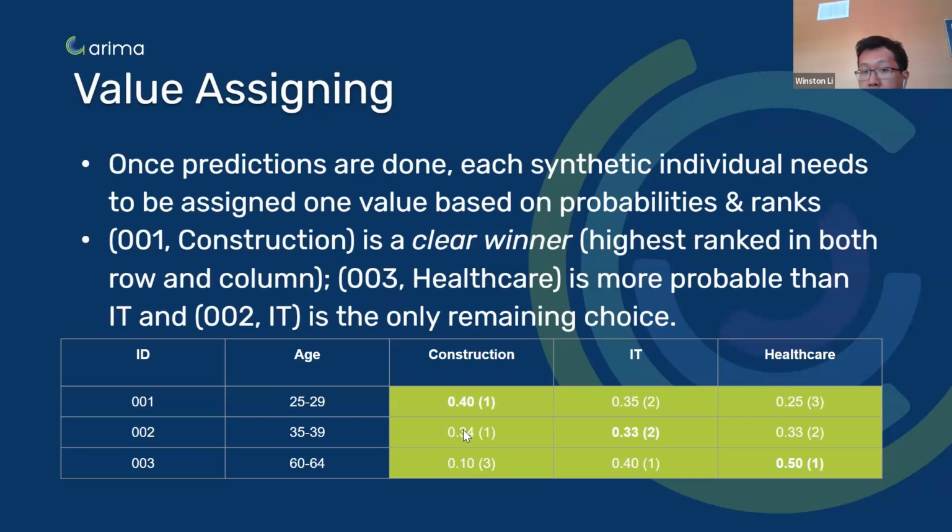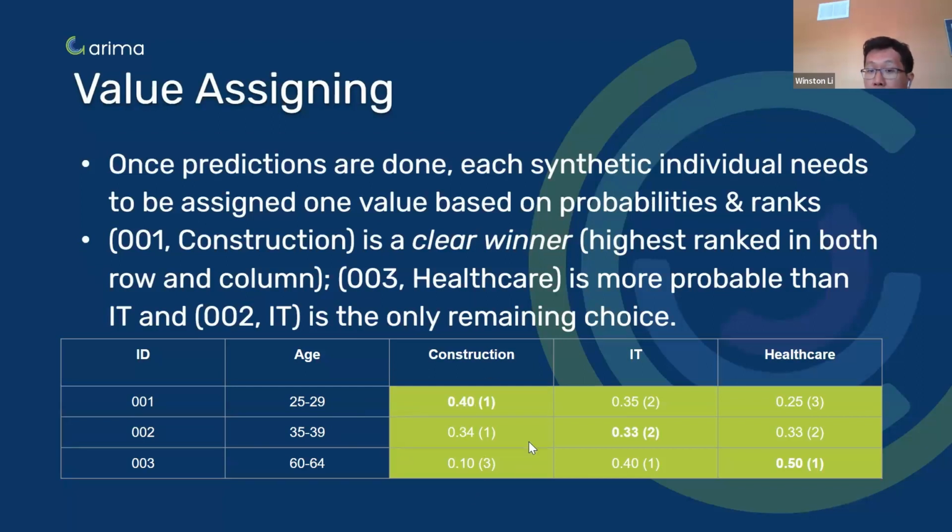your other professions. So if you look at the first person, the model has predicted that he's got a 40% chance of being a construction worker, whereas he only has 35% chance of being an IT professional and 25% chance of being a healthcare professional. So for this person, we think he is most likely a construction worker out of the 3 possible professions, given the fact that he's a 25 to 29-year-old.